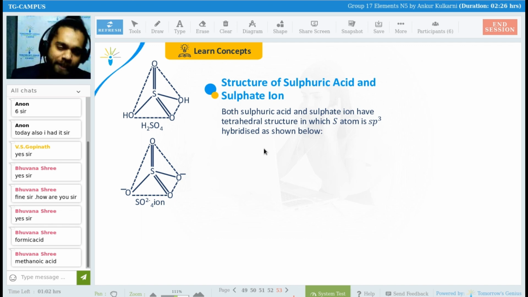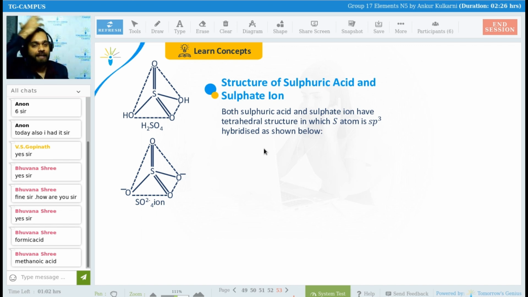Gives H plus easily. Perfect. Now the question is, why does it have to give H plus easily? Why is it so desperate to give H plus? I do not want it. Why are you giving it? Why does it give H plus so easily?